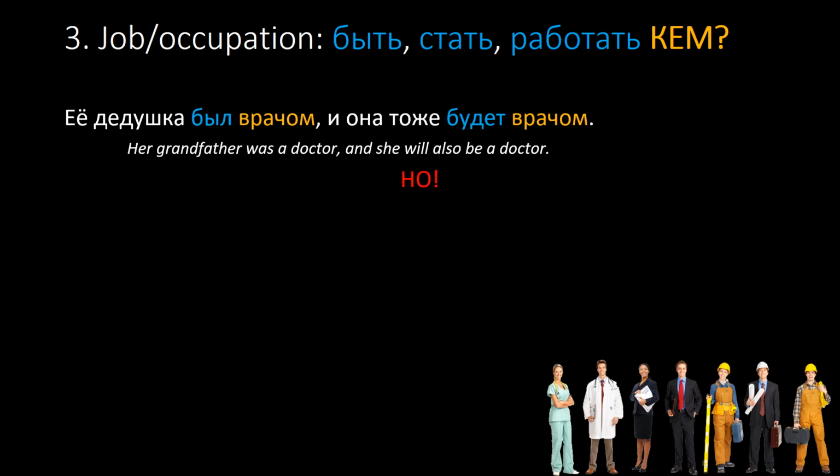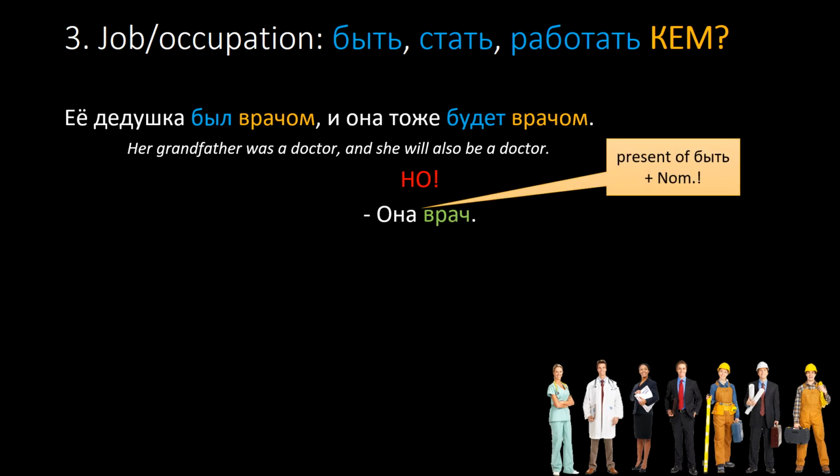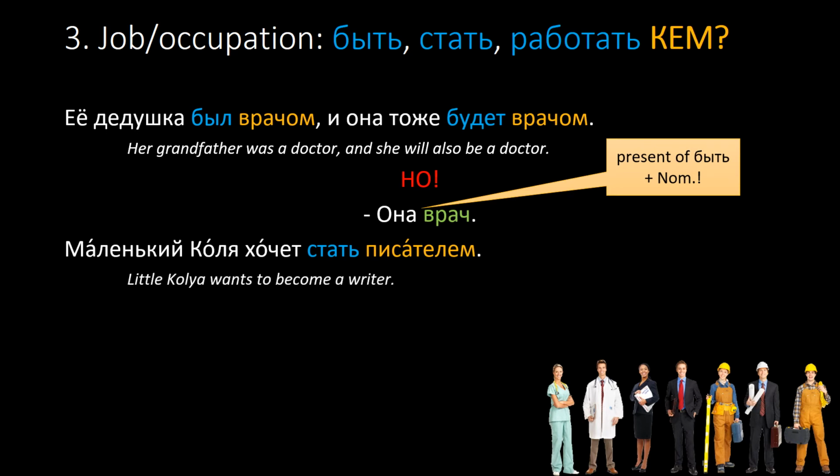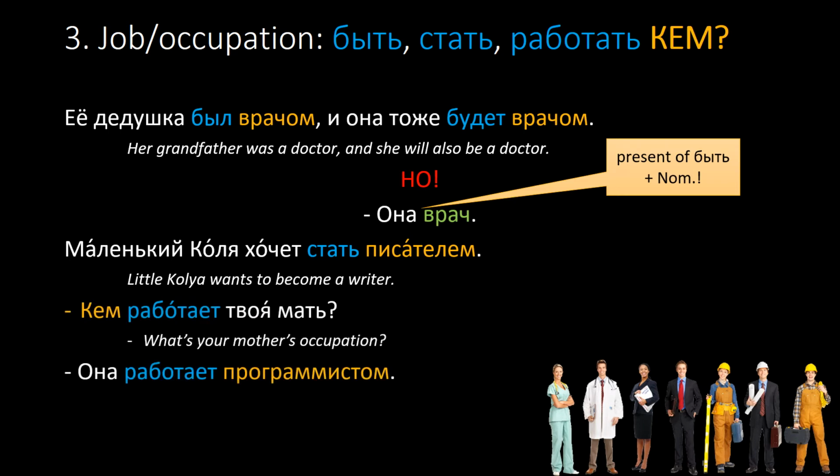Just one point to keep in mind when you work with the verb to be. Remember that in the present tense, the verb to be is omitted, and the noun will be in the nominative case. Она врач. She is a doctor. Маленький Коля хочет стать писателем. Кем работает твоя мать? Она работает программистом.